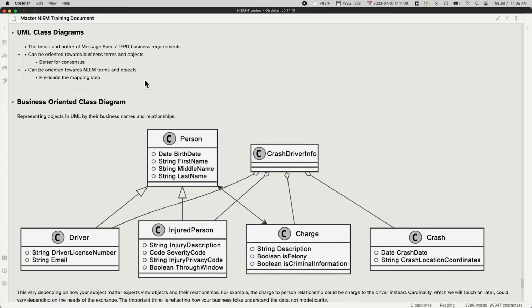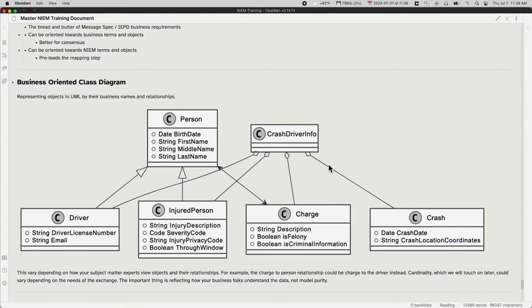So this is the UML that represents the sample IEPD that we're going to be using for the rest of the class. For the rest of this training, we're going to be using this. It's a crash driver information. It's information about the driver in a crash. It's not specifically about the crash itself. It's not a general exchange about the crash. It's specifically about the crash driver. It's called crash driver info.